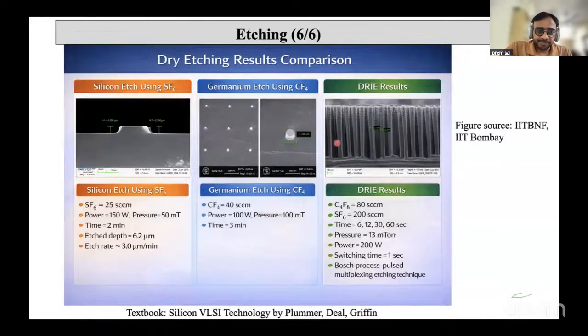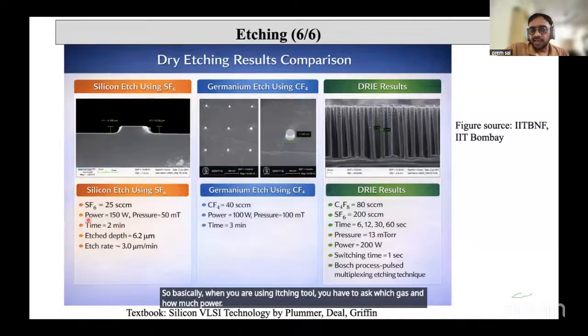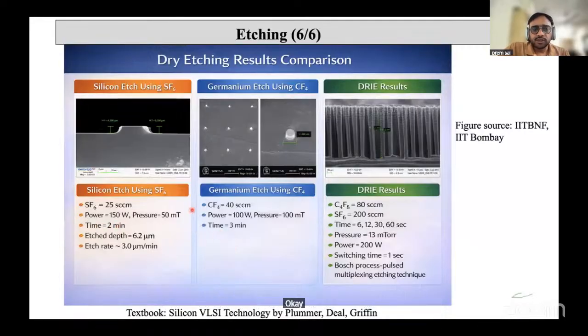And there are these results from IIT using reactive ion etching tools. If you use SF6 on silicon, this all is silicon. There was a mask before, then you etch, and you get profiles like this, a 5 micron lattice, and the etch rate is around 3 micron per minute. So basically, when you are using an etching tool, you have to ask which gas, how much power and how much time it will take.